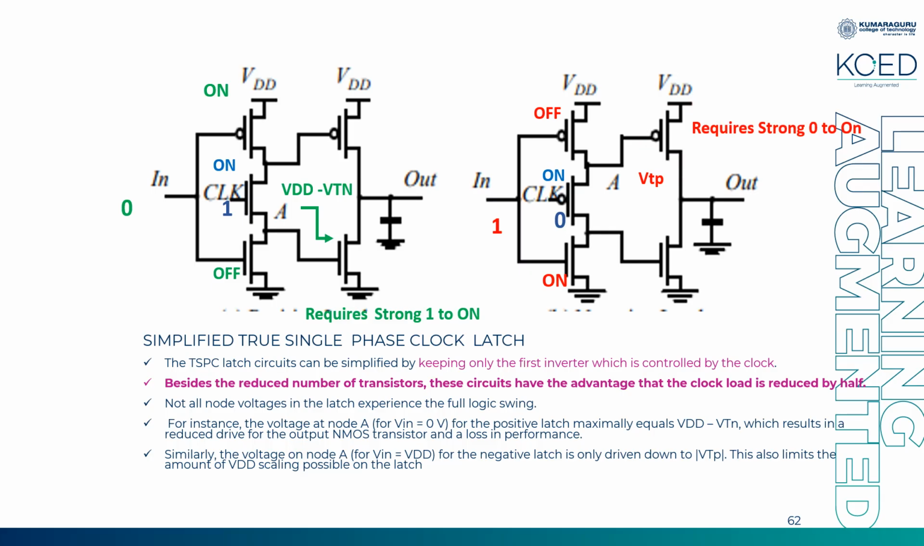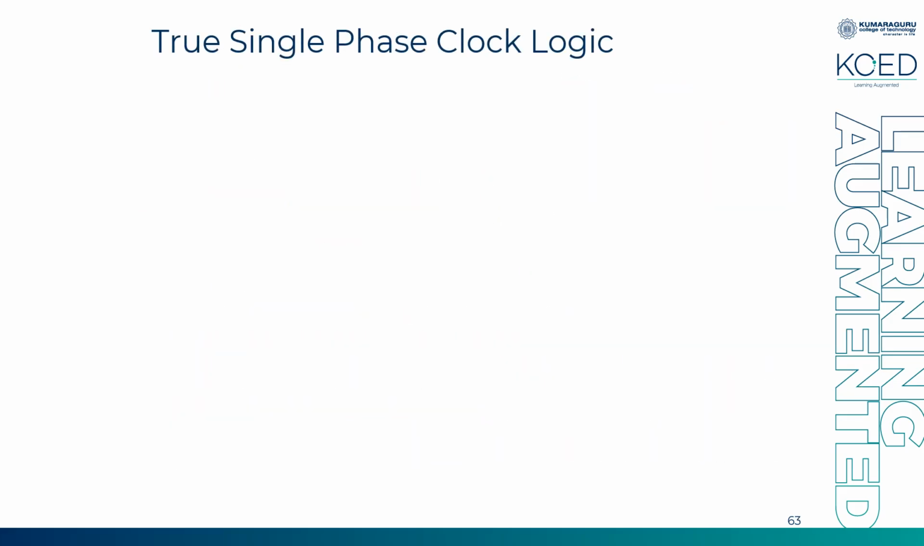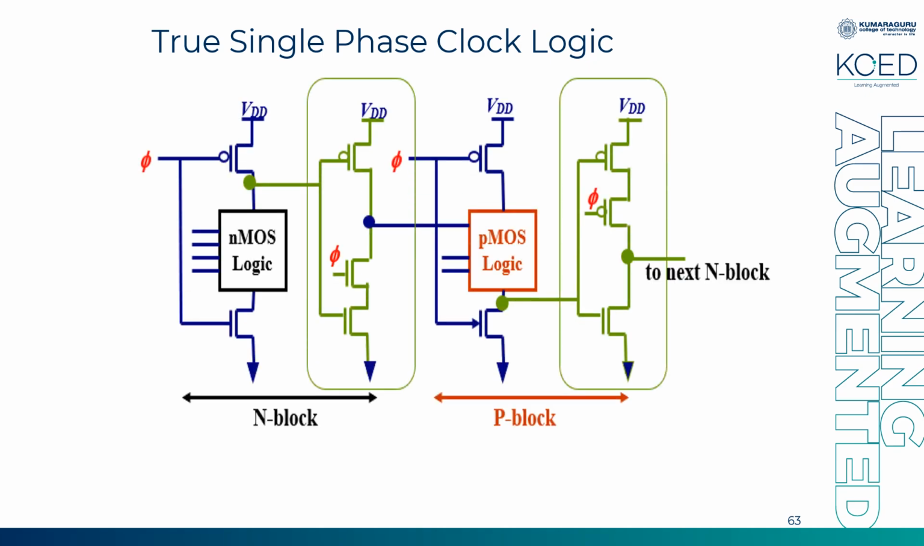Okay, so this is one of the disadvantages in case of your true single phase clock latch, the simplified version. Okay, now this is a diagram of TSPC which shows that you can implement logic instead of that single PMOS and NMOS. So இந்த இடத்துல ஒரு single NMOS ஒரு single PMOS போட்டிங்கன்னா cascading of positive and negative latch னு சொல்லலாம். Okay, so இங்க வந்து you can implement logic also.